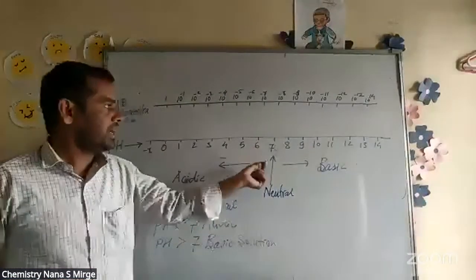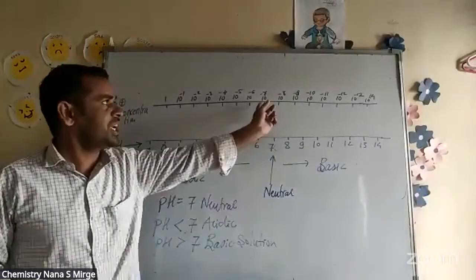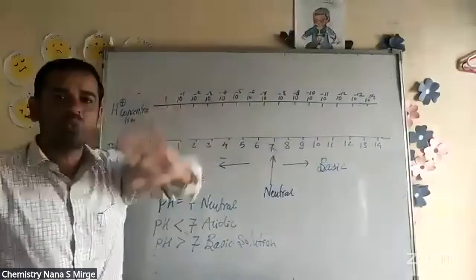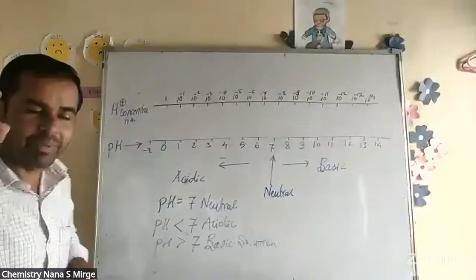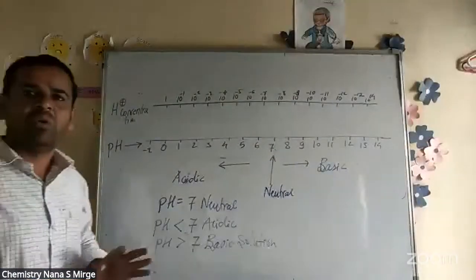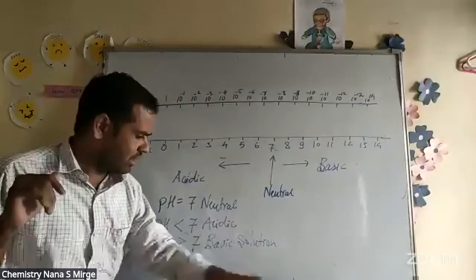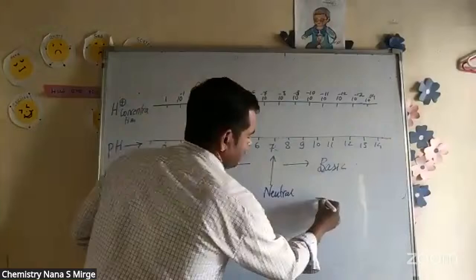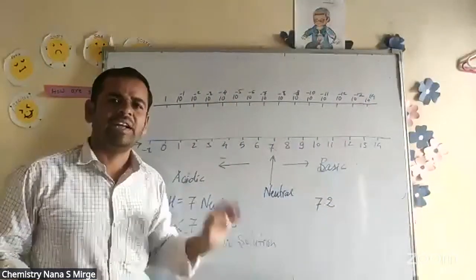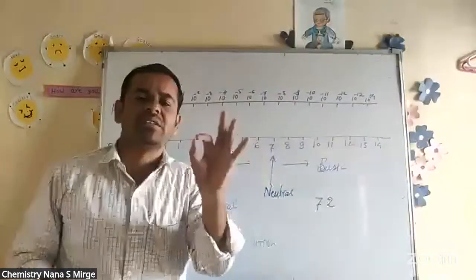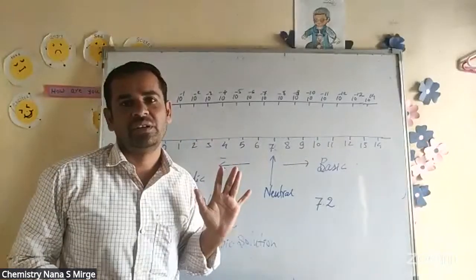Means exactly it has the concentration. Suppose you have a pH 7, so you have a neutral solution. This solution is a neutral solution. A question may be asked in your theory exam. What type of question? Suppose you have to say blood pH is 7.2. So what does that indicate? It indicates the blood is slightly basic in nature.